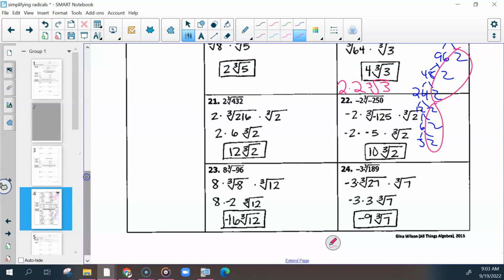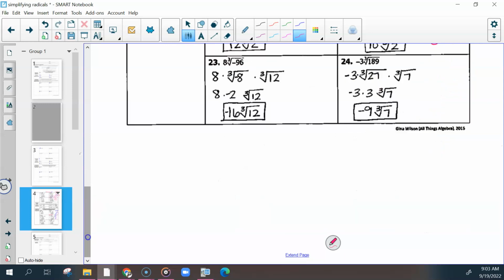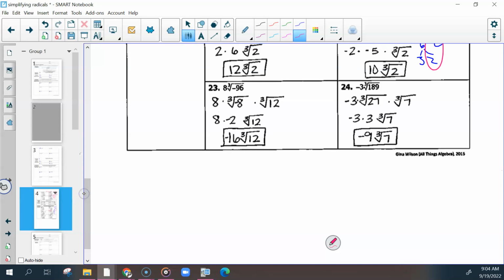Remember to double check your answers at the end. If you get something and the decimals don't match the original, something's off. You're missing something. Then for 24, the final answer was negative 9 times the cube root of 7. Anyone need to see that one factor tree method?